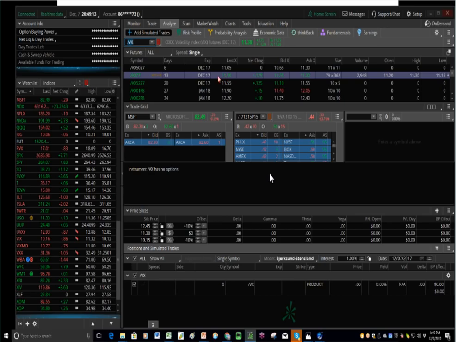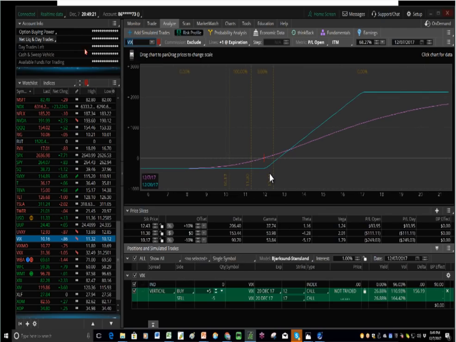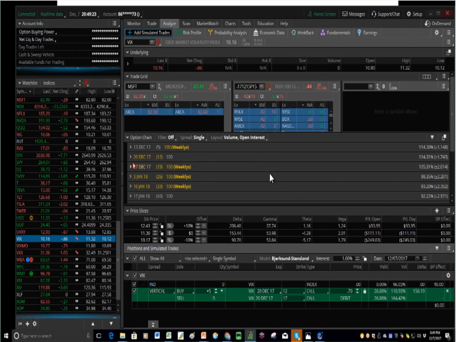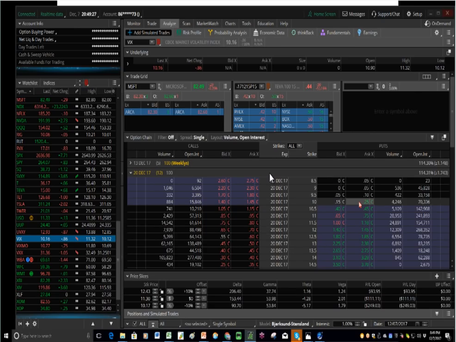But this future is the underlier. So when I look at this, just looking at a trade in here, okay, here's our serial expiration. Here's our 10 level puts, only worth 20 cents. Even though VIX is trading 10.16, this put is only 20 cents, but the call is worth $1.45.